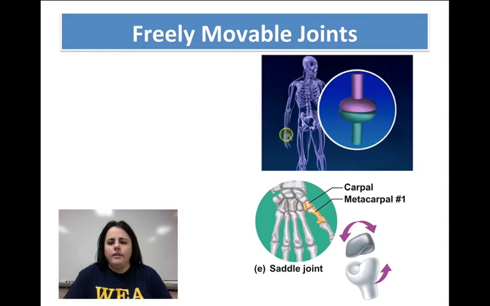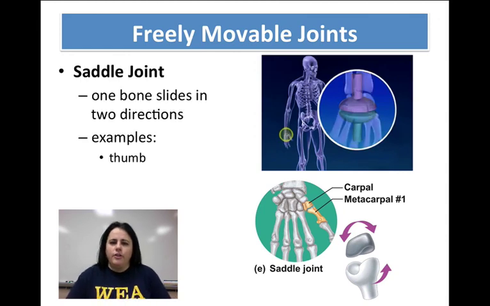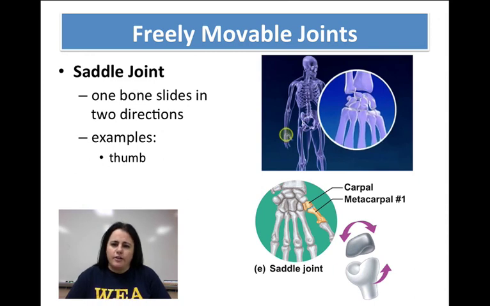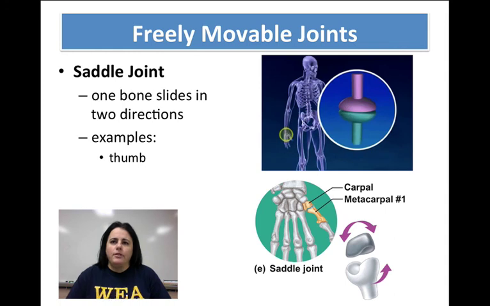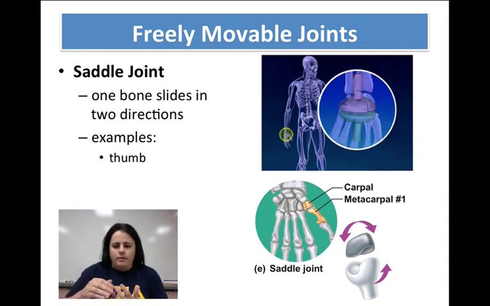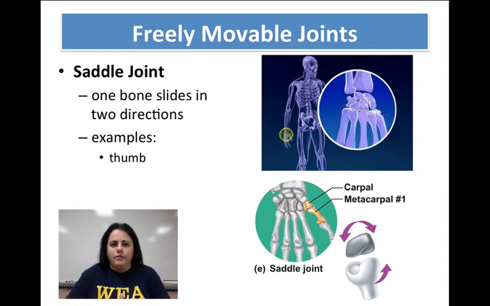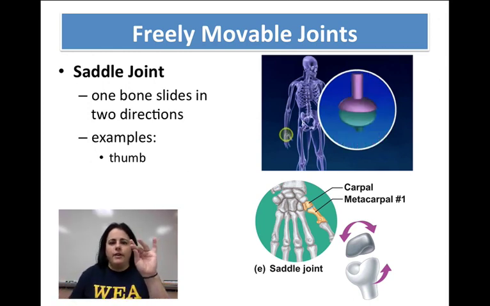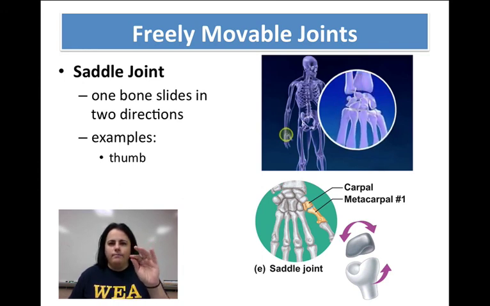Then we have the saddle joint, which is in your thumb, and it's when one bone slides in 2 directions. It's not quite like a ball and socket movement because of the bone shaped like a saddle, but it allows a sliding motion in those 2 directions, and that's why you have an opposable thumb. That's what makes it opposable, your saddle joint. You could touch every finger with your thumb.